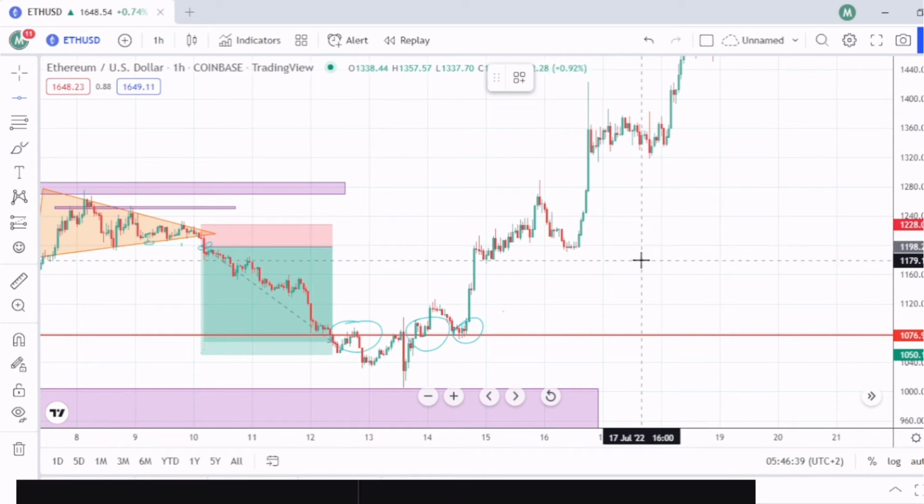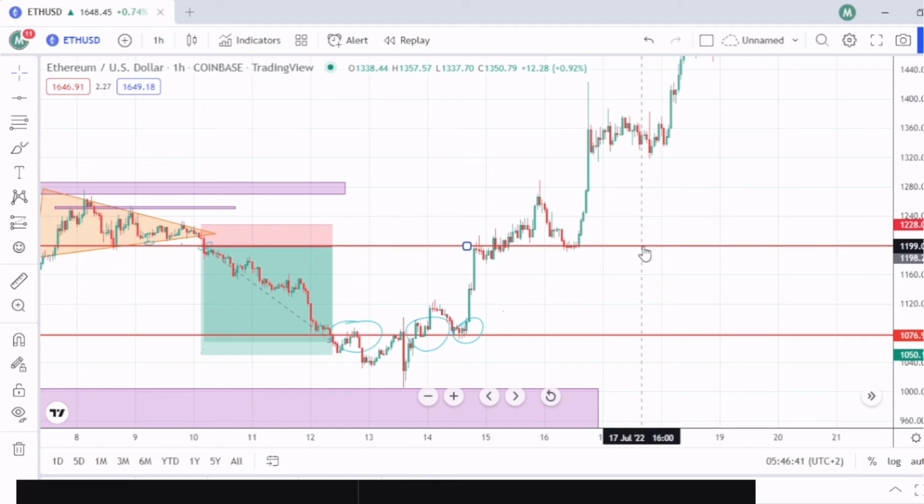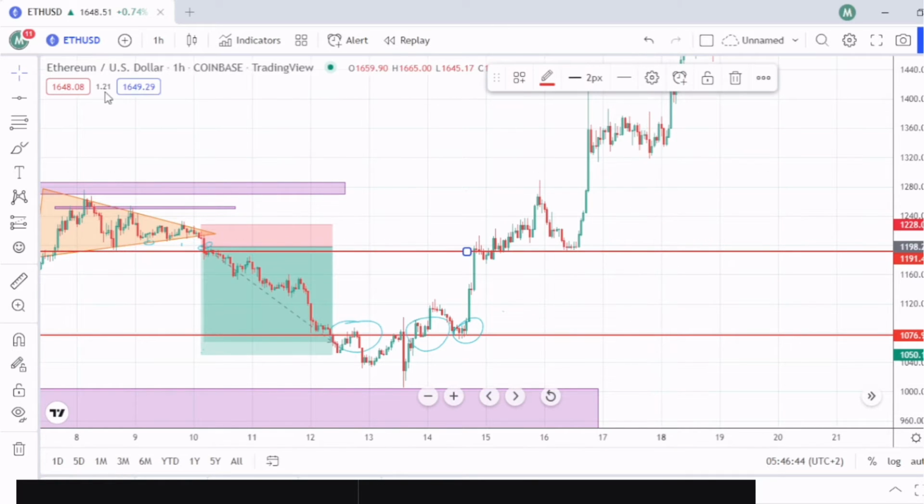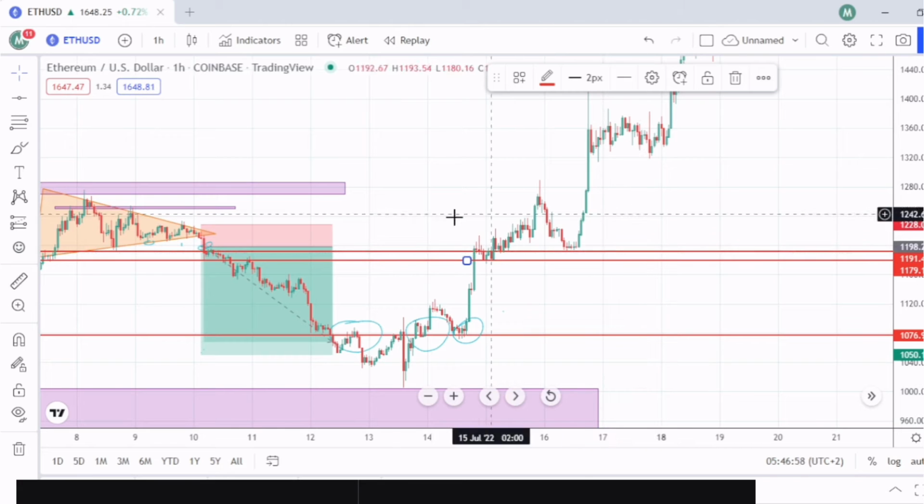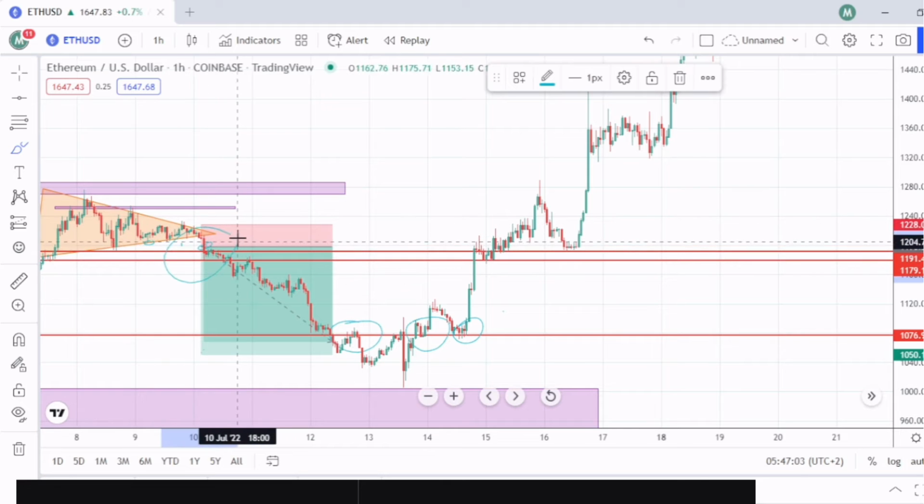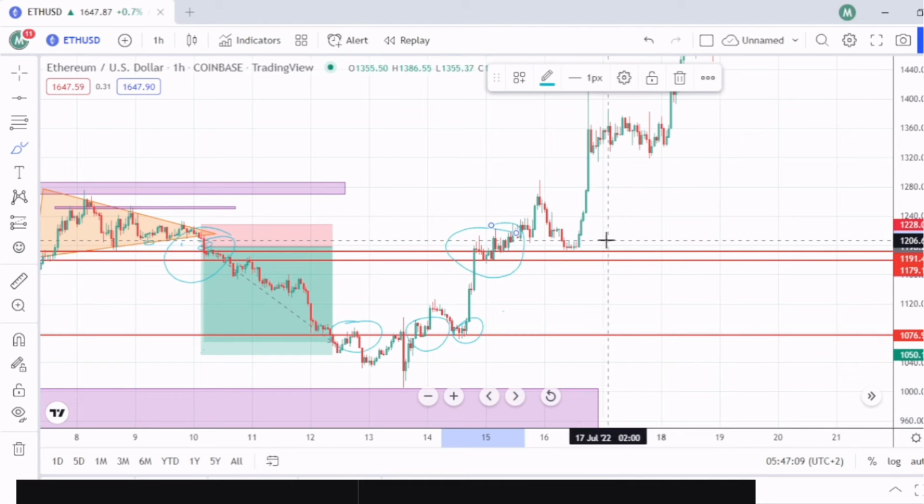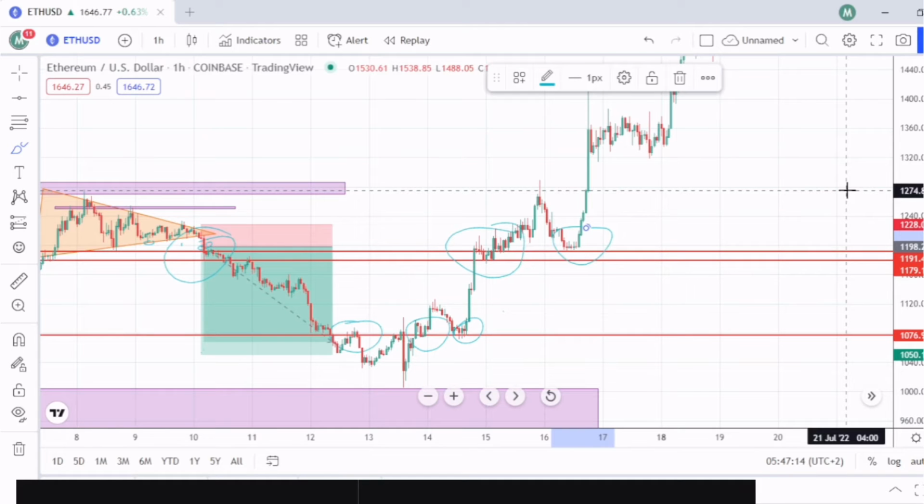Now our next pullback is on that level there. You can see our next pullback, this upside move, and then you have that pullback to this demand zone as well. This area served as support and resistance in the past as well. You can see what's going on. It's not rocket science, it's something that you are seeing on the chart. So we move to the next pullback.